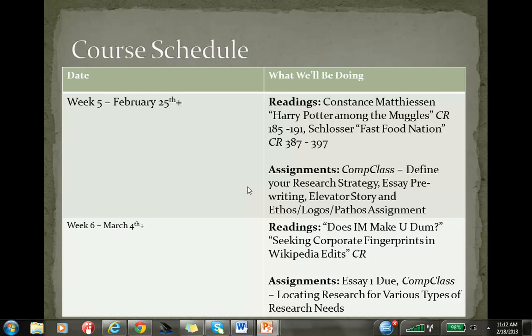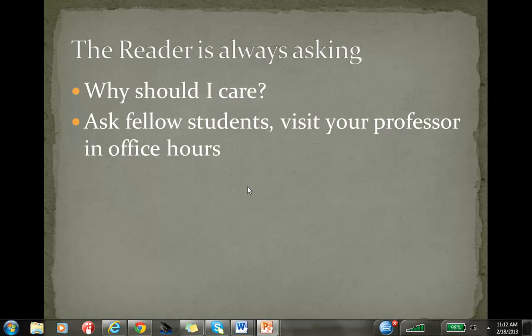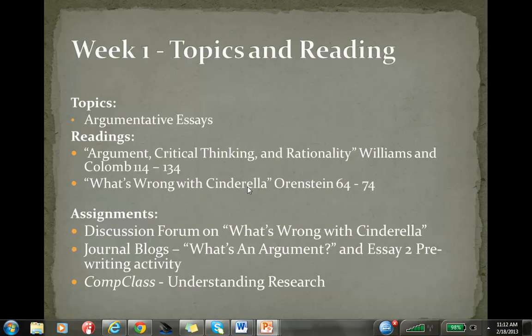So here's the schedule for the next 2 weeks. Week 5, you'll be doing a lot of work on your essay, and remember there's 2 more topics that you can choose from for your essay. And then week 6, you'll be turning in your essay, well, it's really your second essay, and we'll be doing some more comp class. Also, don't forget this week to complete your comp class. You will be doing understanding research as your comp class topic.